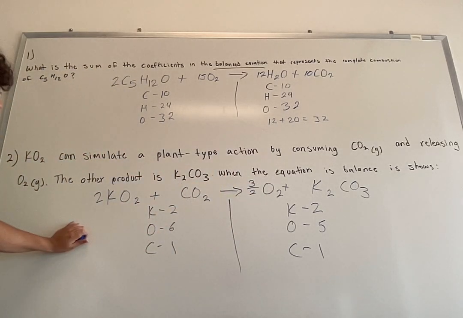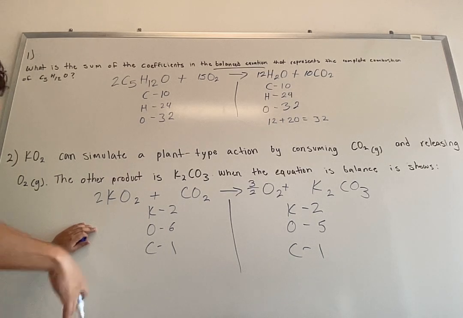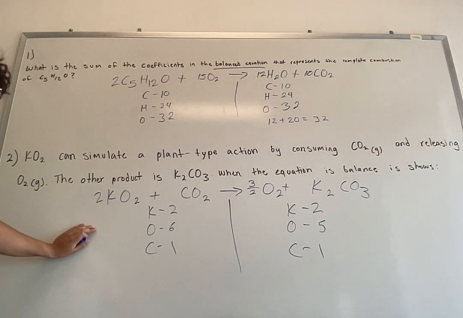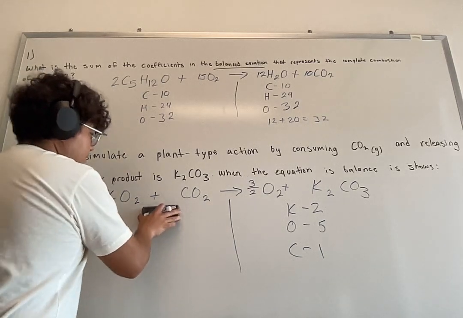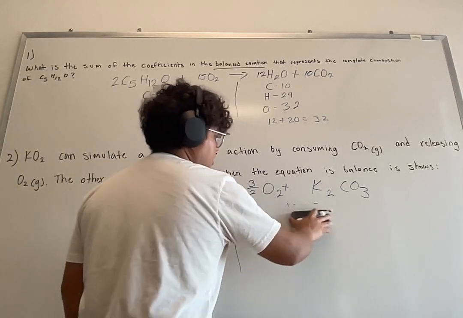I want you guys putting stuff over 2 when it's not diatomic. Just be careful with that. So 3 over 2, that means we have to, again, multiply everything by 2 so that we can get the correct ratio. So here, I'm going to erase everything again because it's going to change anyway.